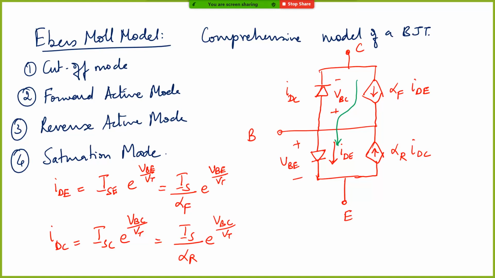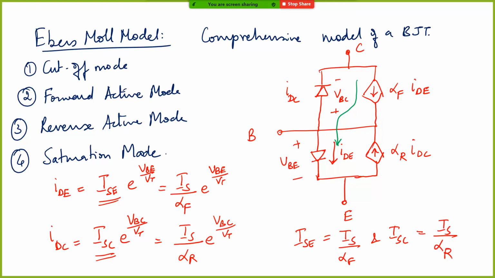Okay, and we basically got this model. What we have done here is we have kept this IS as constant for both the models, and the ISE and ISC are different. ISE is given as IS divided by alpha F, and ISC is given as IS divided by alpha R.